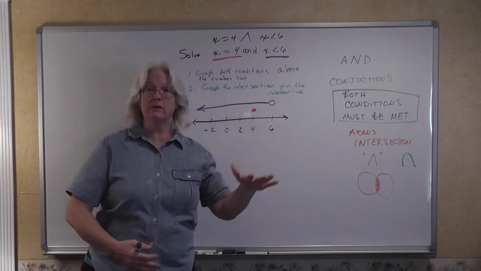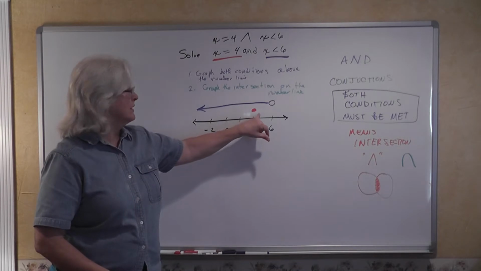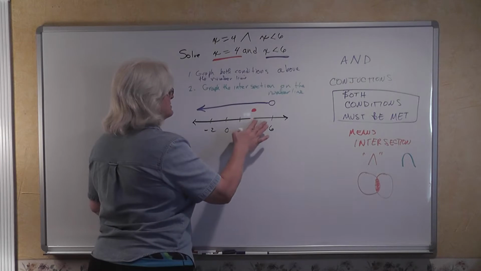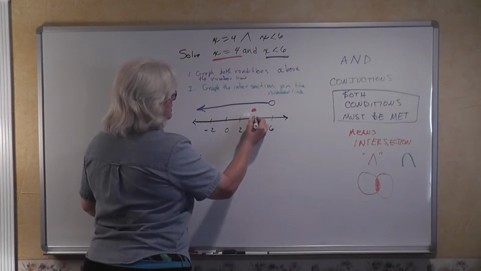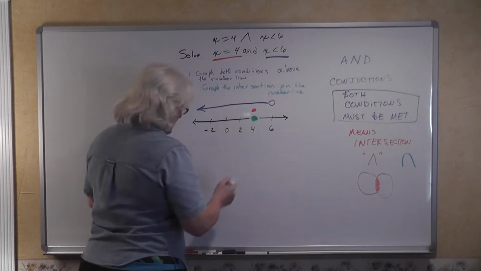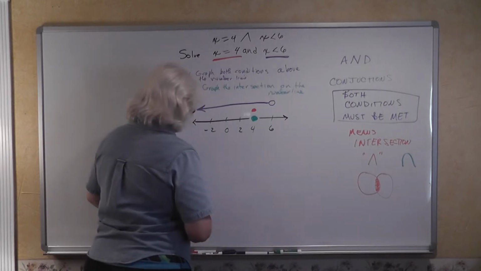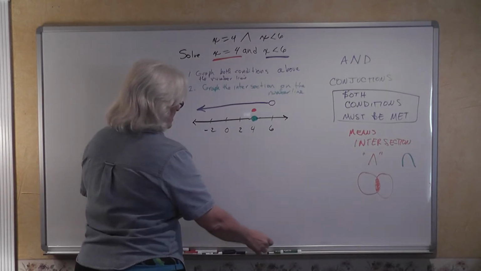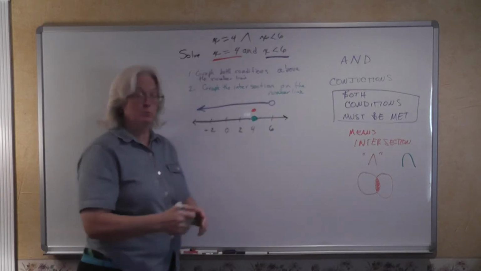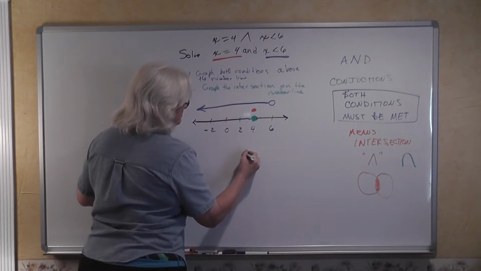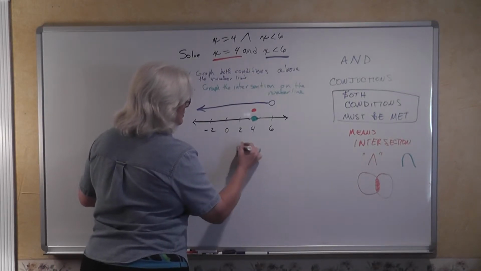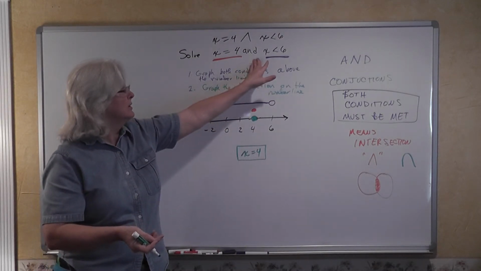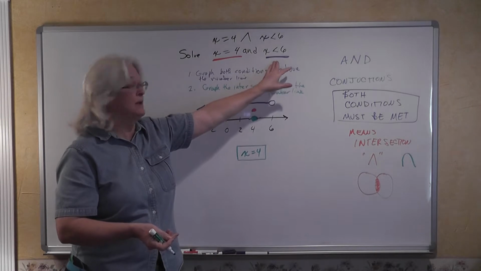Where's the only point of overlap? The only point of overlap for this entire conjunction here is the point x is equal to 4. So this would be the graph of the solution. And the way that we would write this algebraically would be to say that x is equal to 4. And that is the intersection of x is equal to 4 and x less than 6.